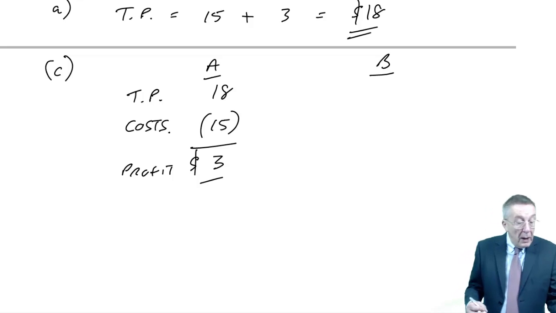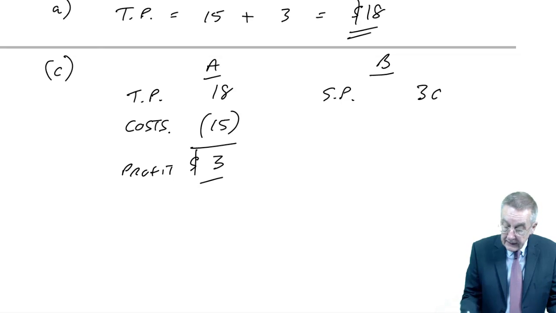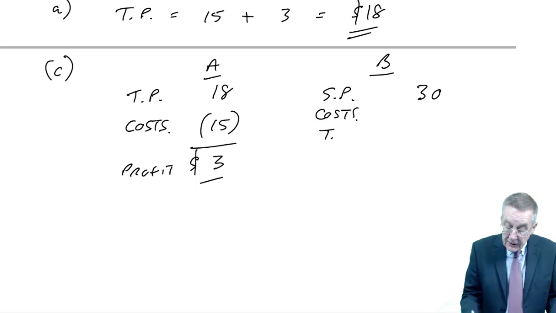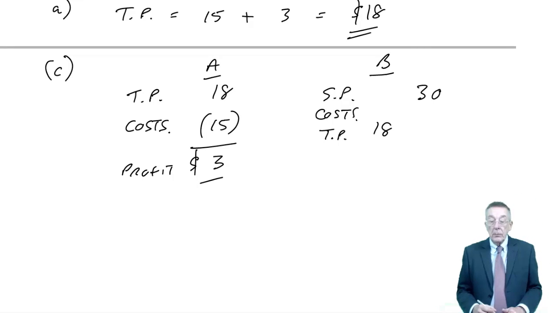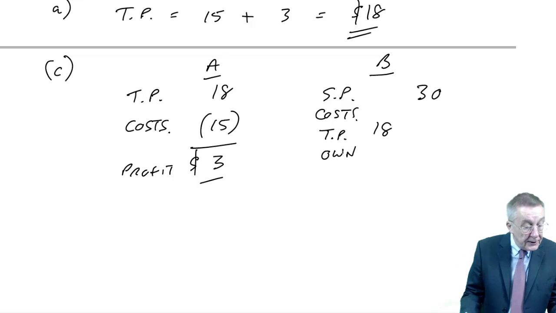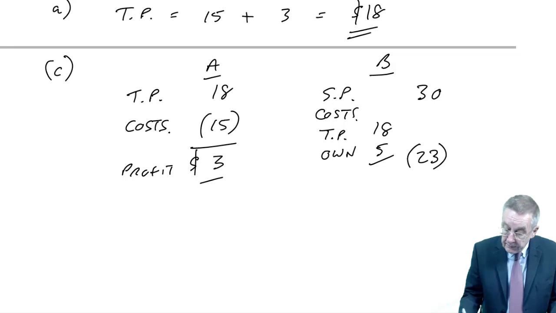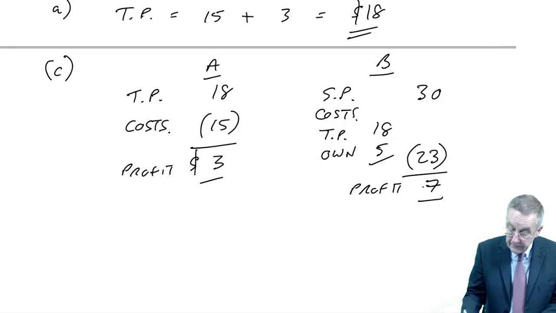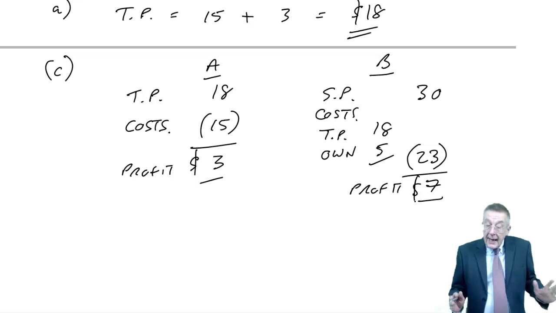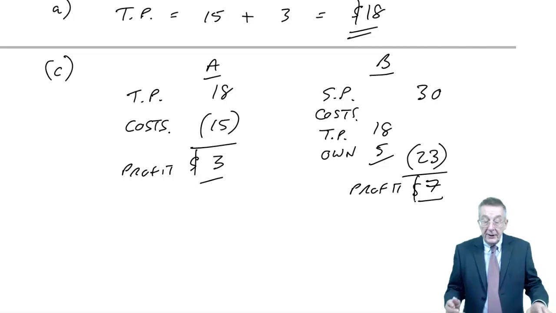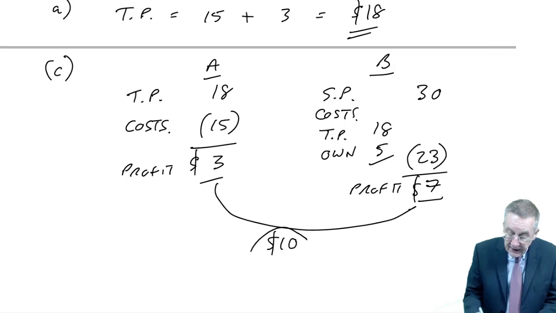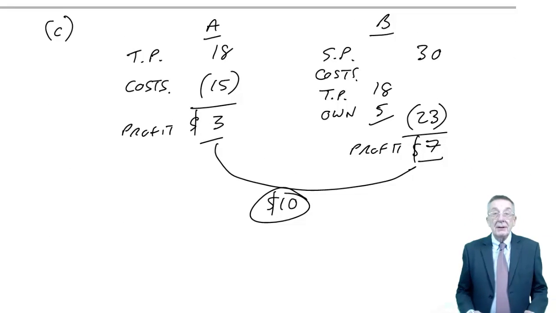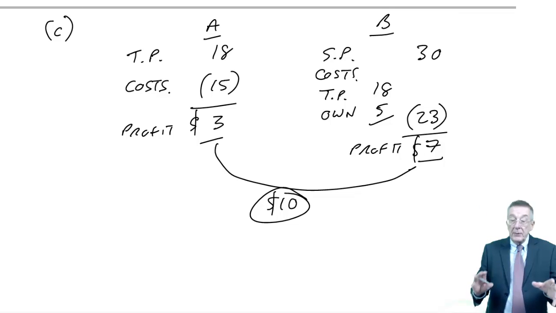What about division B? They're selling externally at a selling price of 30. Their costs, well, they're buying it from division A, so the transfer price they're having to pay is 18. In addition, they've got their own costs of 5. So they'll report costs of 23 and therefore a profit for that division of 7. And so again, all the transfer price does is split the profit between the divisions. In total, the company's making a profit of $10, and of course we knew that from part B. Whatever the transfer price is, the total profit's 10, the transfer price just determines how it's split.